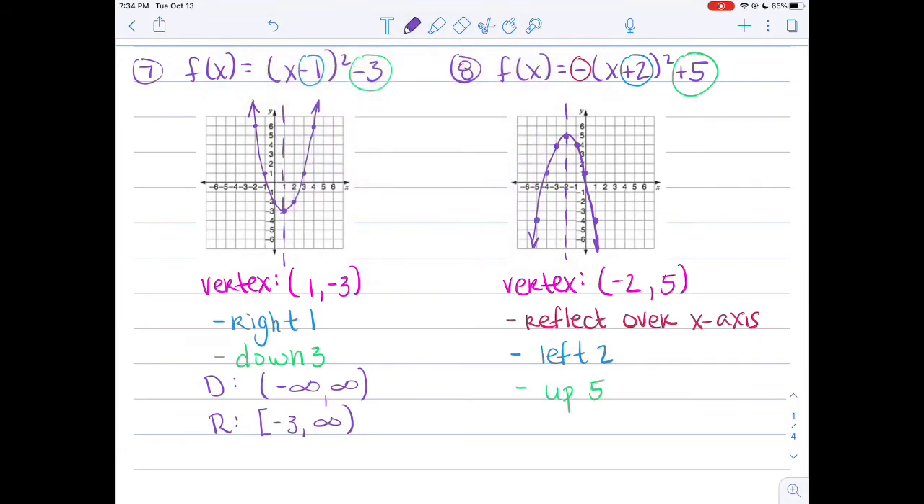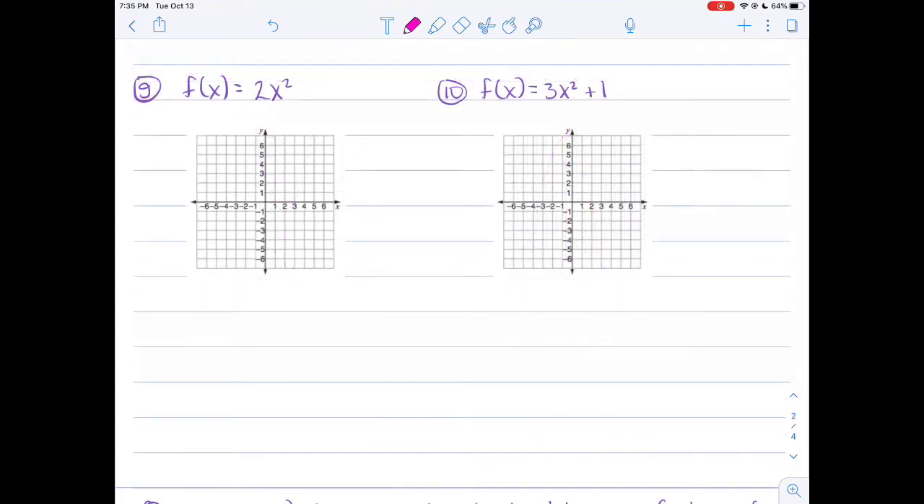Finally, let's go ahead and talk domain and range. Domain is starting to sound like a broken record. It's going to go from negative infinity to infinity, just like it always does for a quadratic function. Our range, notice that our arrows are pointing down, so we're starting at negative infinity, and it goes up to a value of 5. 5 is included, that is a point on the graph. Let's look at a couple more examples now.